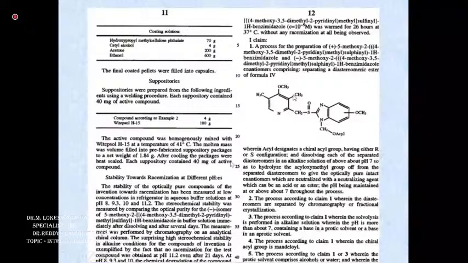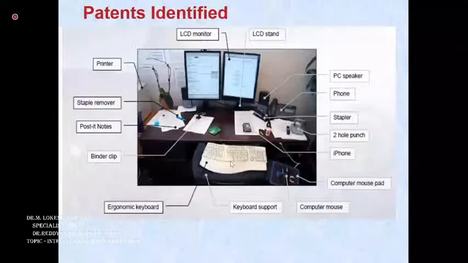These were all identified under patents, and these were all filed patents, and now maybe they have expired, so we are using these inventions, and these are all now surrendered to the public. Everyone can make and everyone can use them. See how many were patented: LCD monitor, LCD stand, printer, staple remover, post-it notes, binder clips, the keyboards with the support we are getting, computer mouse pad, iPhone, two-hole punch, stapler, phone, speaker, PC speaker. These all have their unique features and they were all granted patents before they became known to the public.